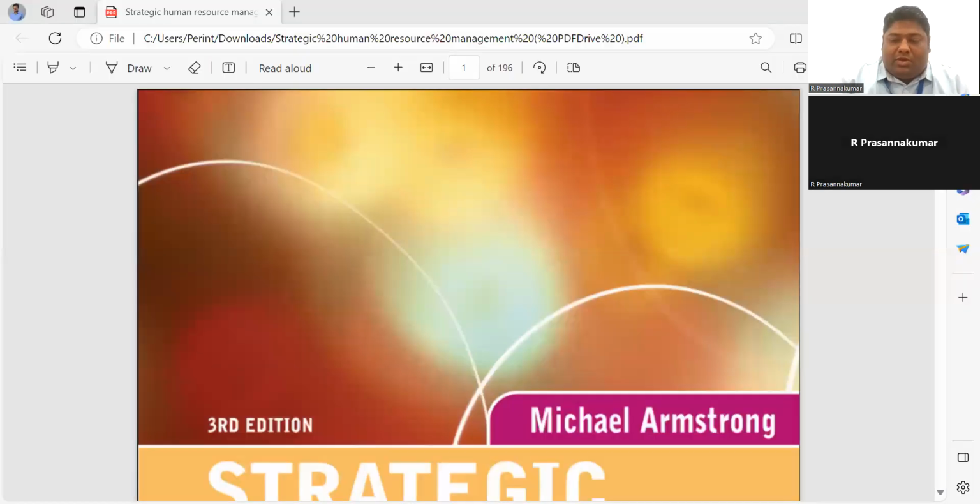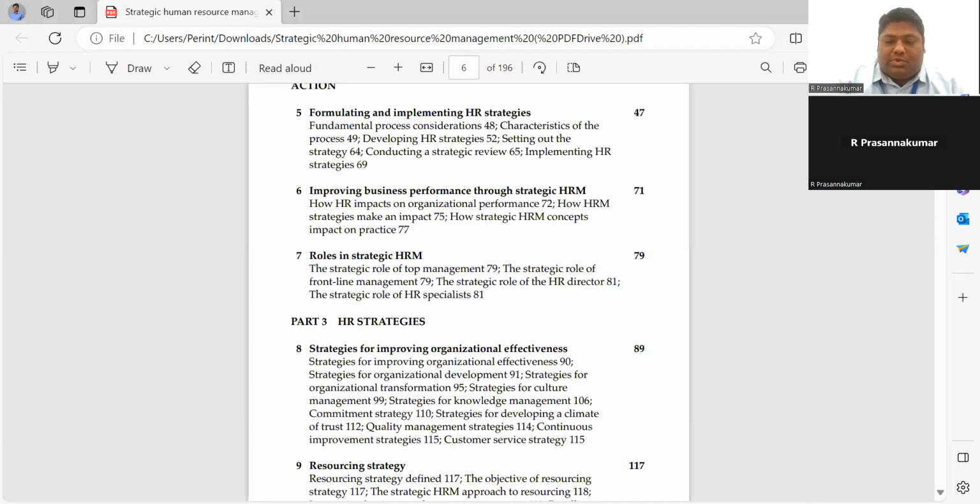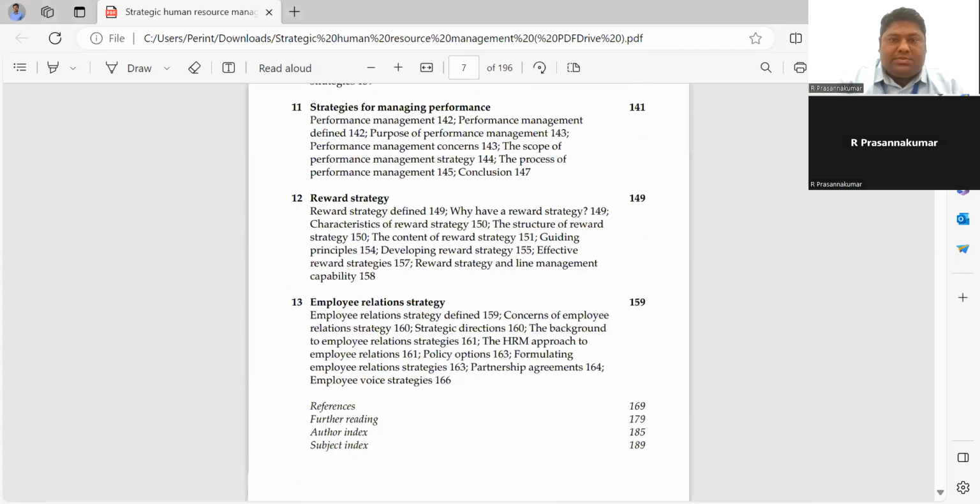Here I am presenting the screen. You can see the screen. Now you can see the textbook of Michael Armstrong, which is recommended. I have the ebook of that. You can download that. Later on, I can send it to you in your groups also. So first, go through the textbook. I'm going through the units.